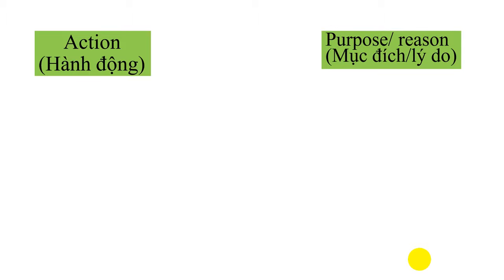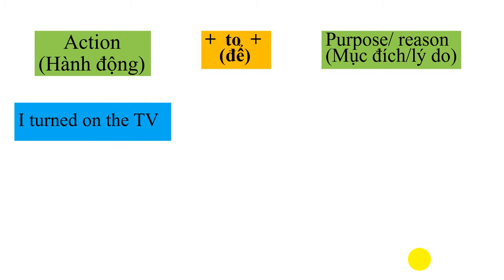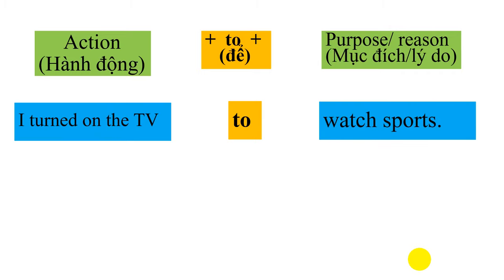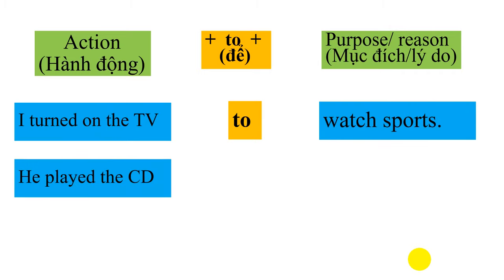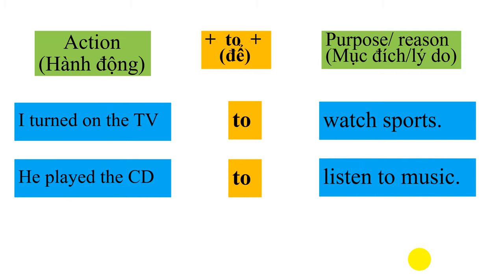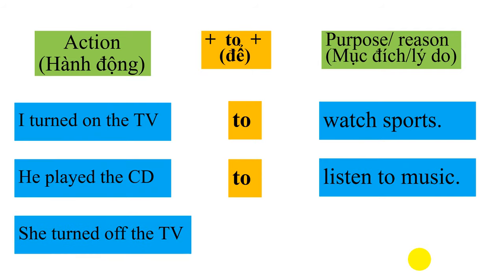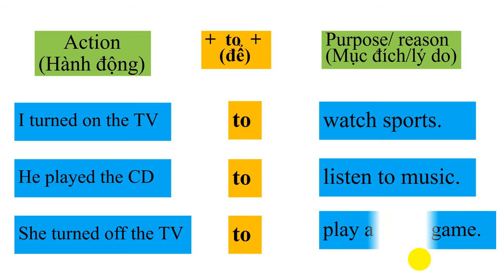We have the action, and we have purpose or reason, and they will connect with each other with the word to. For example, I turned on the TV to watch sports, or he played the CD to listen to music. Or she turned off the TV to play a video game.